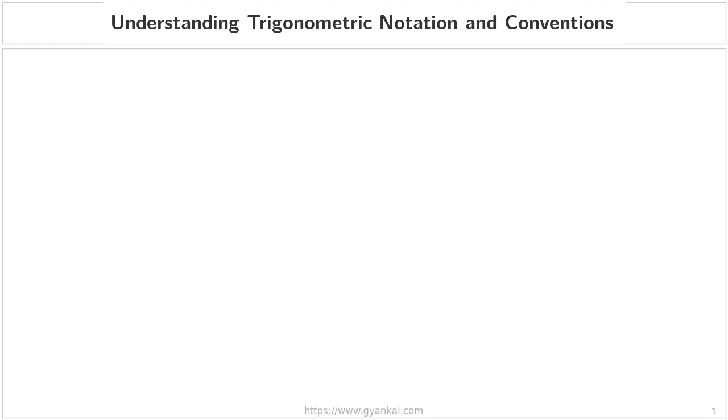Understanding trigonometric notation and conventions. Now, you might think of math as just numbers and equations, but in reality, notation acts as a universal language. Just like how words and grammar allow us to communicate ideas clearly in English, mathematical notation allows mathematicians across the world to understand the exact same concepts without any confusion.